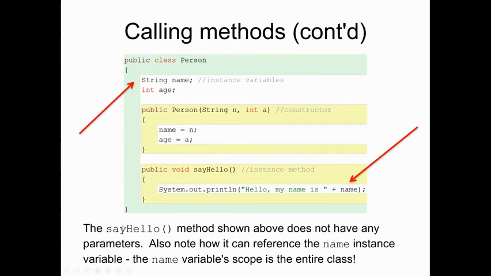So here's our class again. The say hello method shown above does not have any parameters. We can look at its parameter list in the method header right here. Also note, it can reference the name instance variable. The name variable's scope is the entire class. So the name is declared up here, but it is accessible from the constructor as well as any of the instance methods.